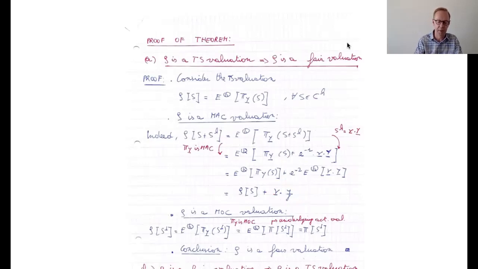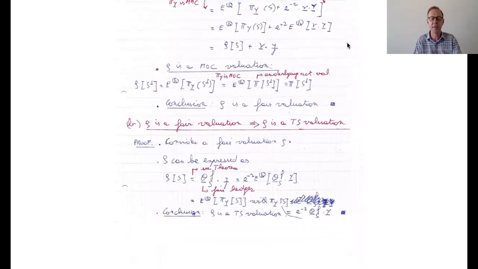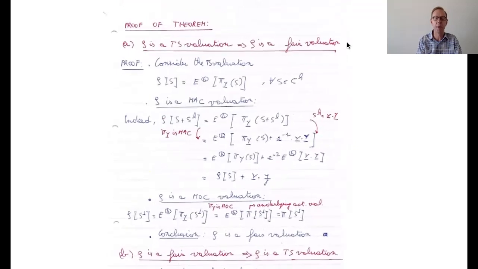The second thing that we have to prove is that rho is also a model consistent valuation. Model consistency: we have to determine rho of s orthogonal. This is the expectation under Q of pi y of s orthogonal. But now pi y is fair and hence model consistent. So pi y of s orthogonal is pi of s orthogonal for an underlying actuarial valuation. The expectation under Q of pi of s orthogonal is simply pi of s orthogonal. So indeed, we have seen that rho is model consistent, as rho of any orthogonal claim is pi of s orthogonal, an actuarial valuation. Conclusion: rho is model consistent and market consistent, hence rho is fair. So this was the first direction of the proof. We have proven that if rho is two-step, then rho is fair.